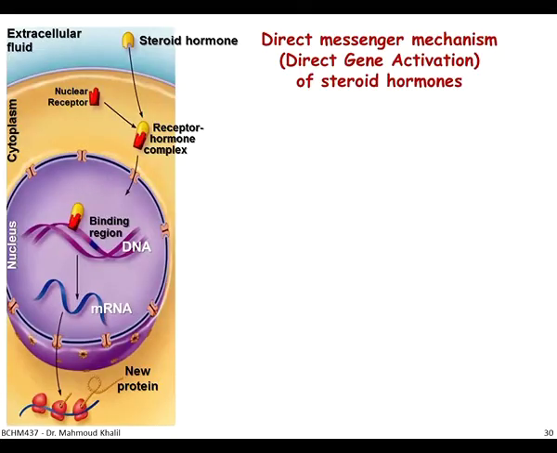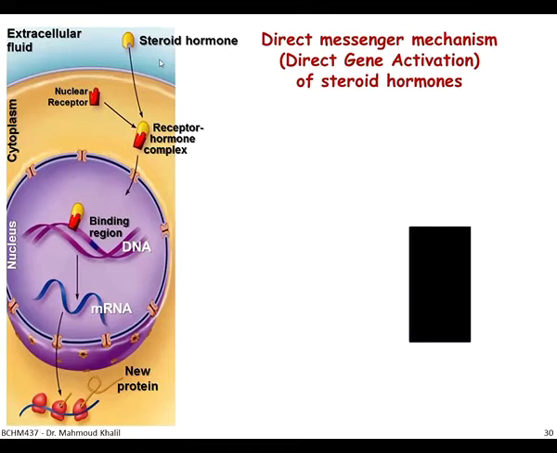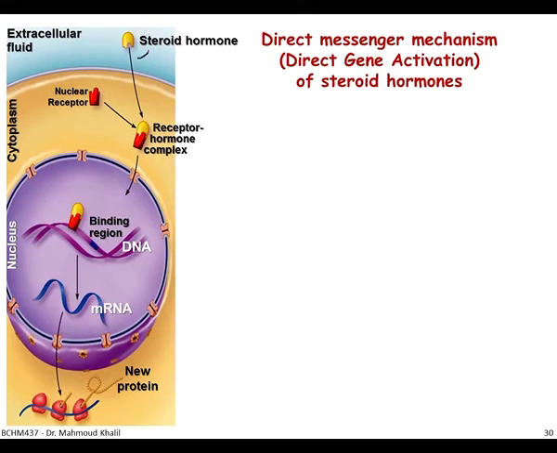So let's see here a diagram representing what we have just said. Initially you have a steroid hormone outside the cell, and it succeeds in penetrating inside the cell cytoplasm. And in the cell cytoplasm, you have a nuclear receptor. At this stage, it is inactive.